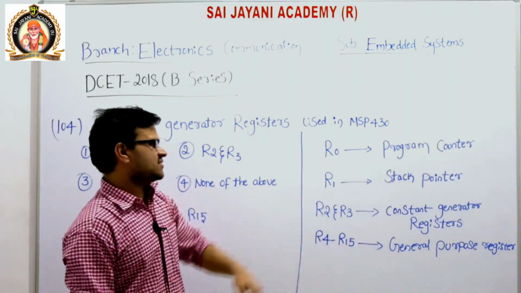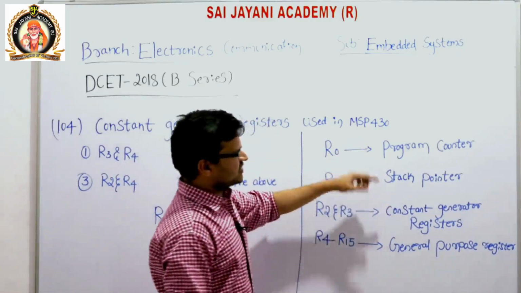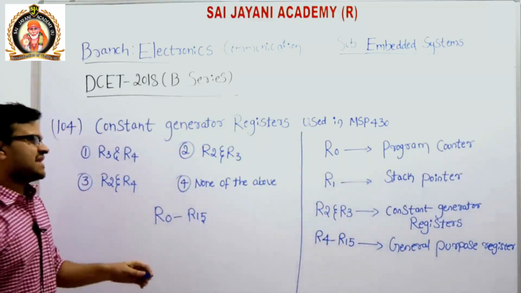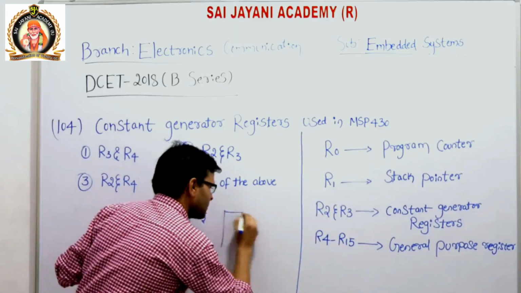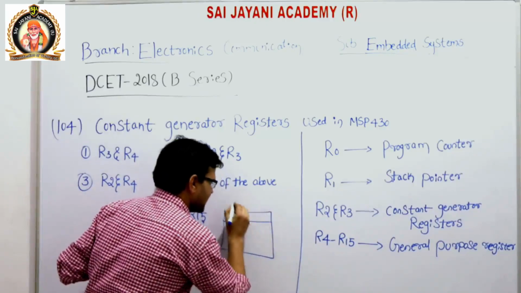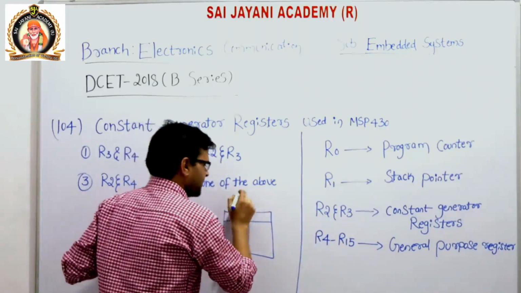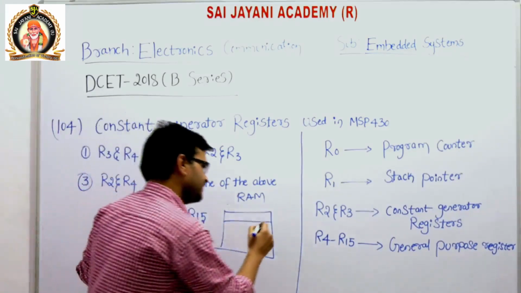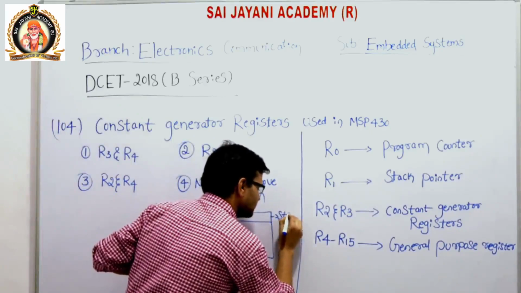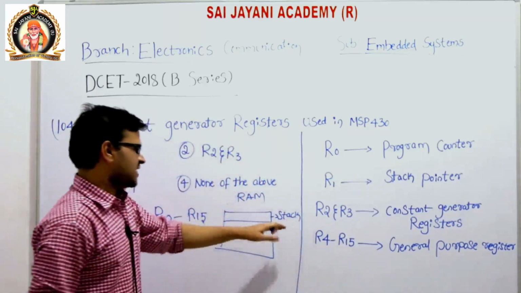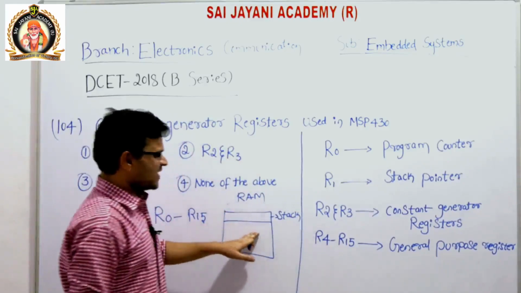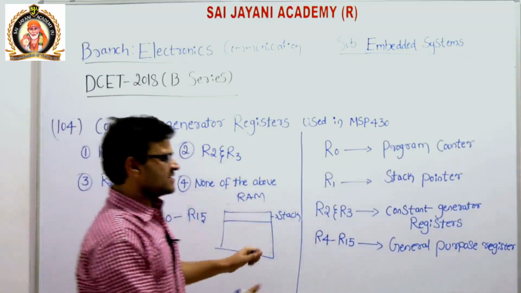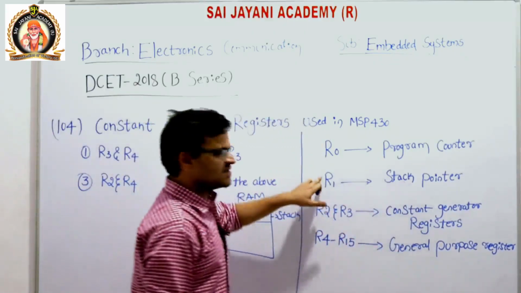Coming to the R1 register, it is used as the stack pointer. What is meant by stack pointer? The stack is the upper part of the internal RAM. If you consider a RAM, the upper part will be the stack. This area is used by the CPU to fetch and store values by using the stack pointer register, that is R1.